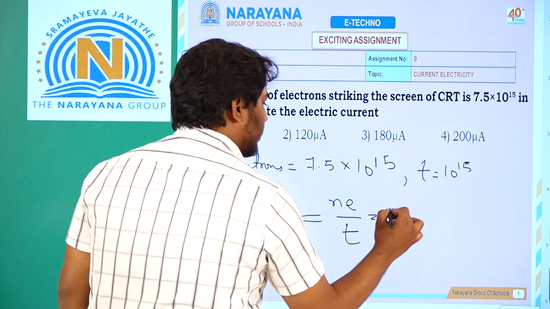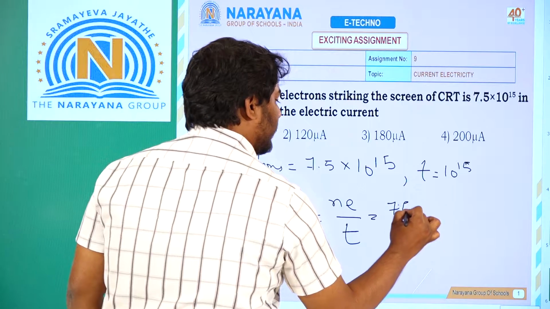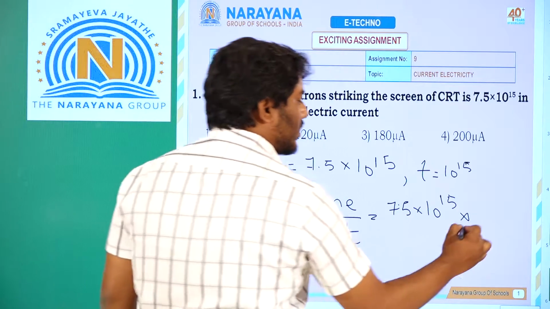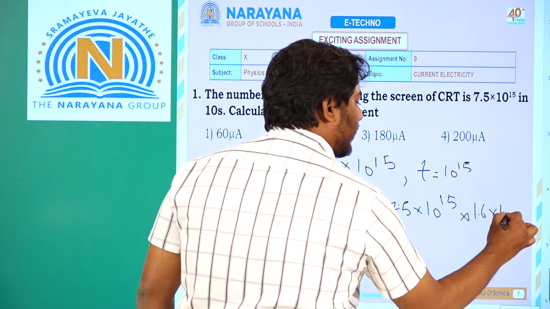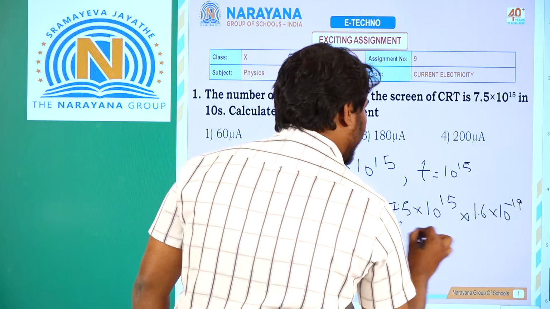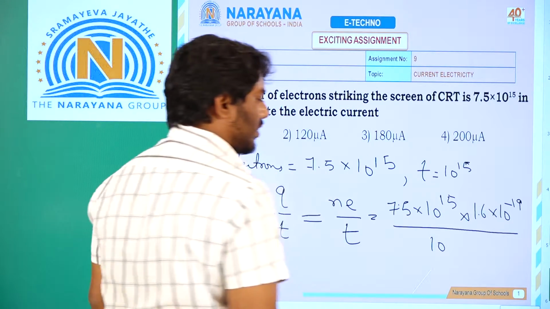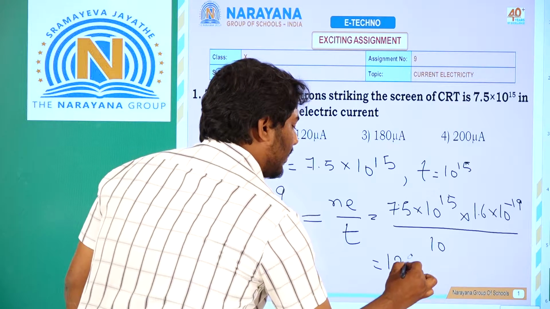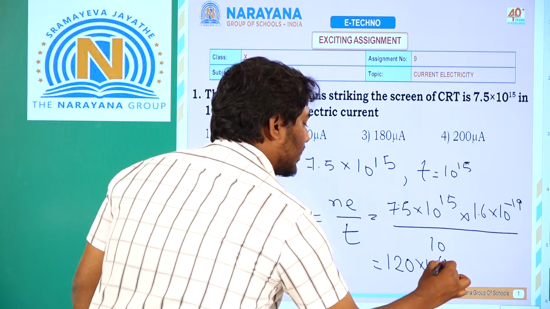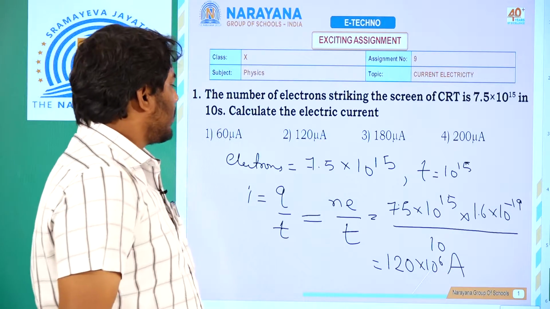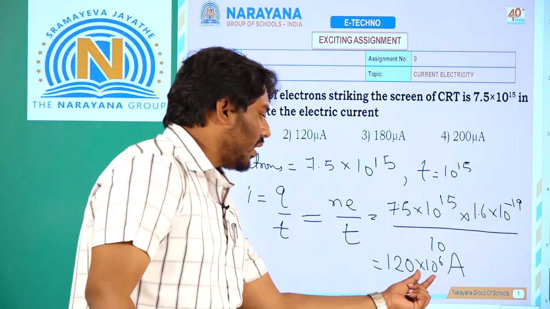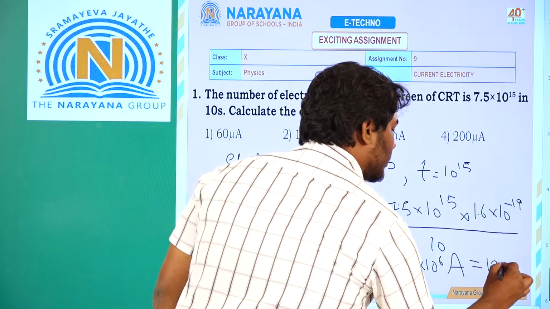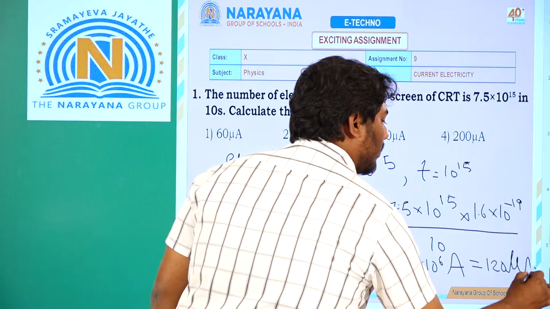N they have given in the question, which is 7.5 into 10 to the power of 15 into E, which is 1.6 into 10 to the power of minus 19, by time. They have given us 10 seconds. After the basic calculation, we will be left with 120 into 10 to the power of minus 6 amperes. So current units are amperes. Here 10 to the power of minus 6 can also be written as micro, denoted with mu, so 120 microampere.